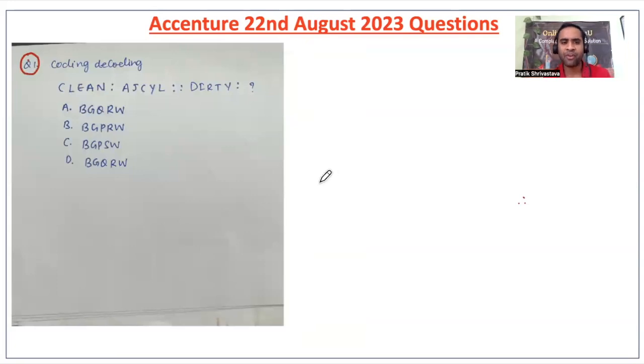Friends, for one question you will be getting 1 minute in the exam. Clean is coded as AJCYL. When solving coding and decoding questions, if you go along with the position of the alphabet, it will make your problem very easy.